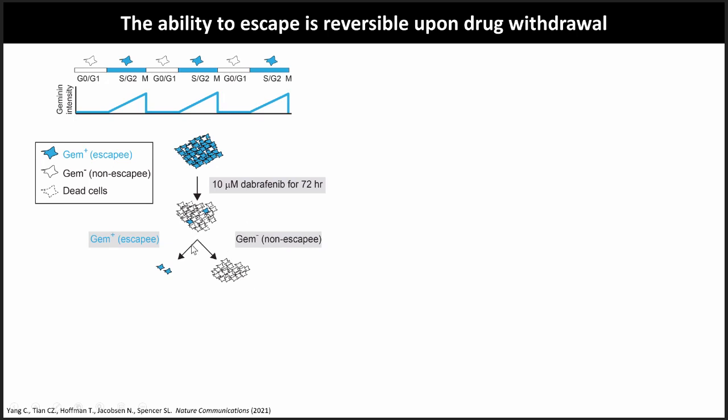Then we use flow cytometry to sort the geminin positive, so the blue cycling cells, SKPs, from the non-SKPs, and plate them down into the dish and give them a 24-hour drug holiday where they can begin proliferating again. And then we're going to treat them a second time.